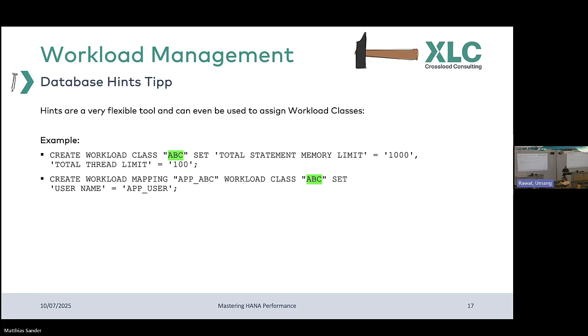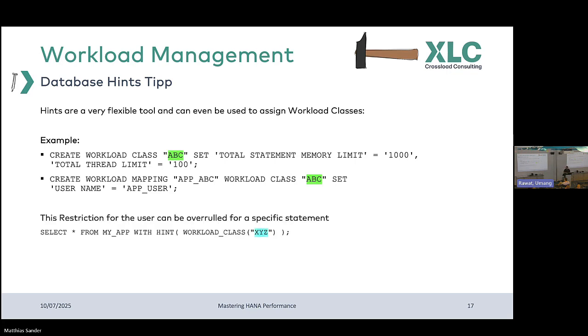What you can also do, as they are so flexible, is even use them to assign workload classes if this is needed in your scenario. Then the workload class is used for the execution of a SQL.